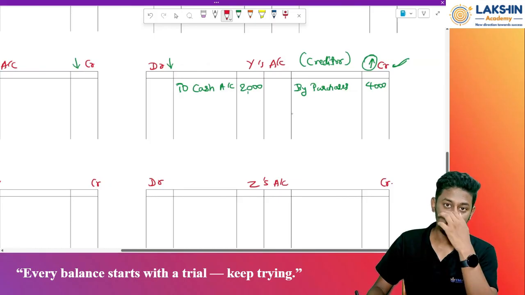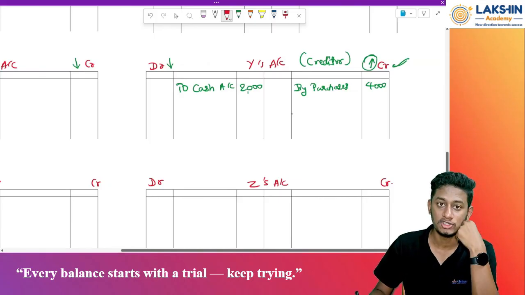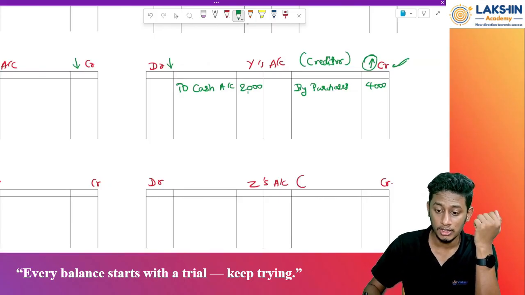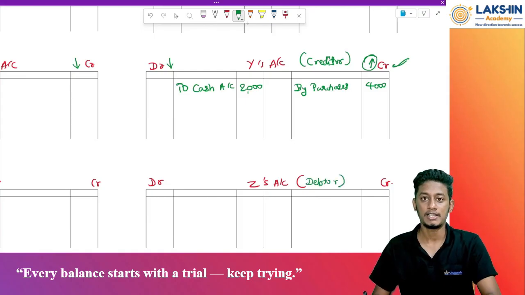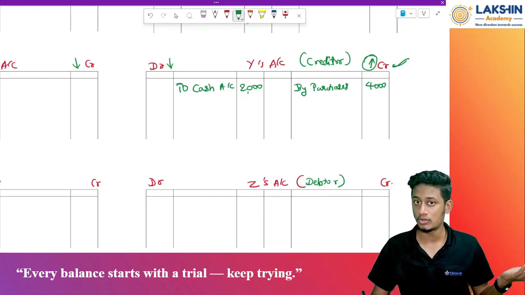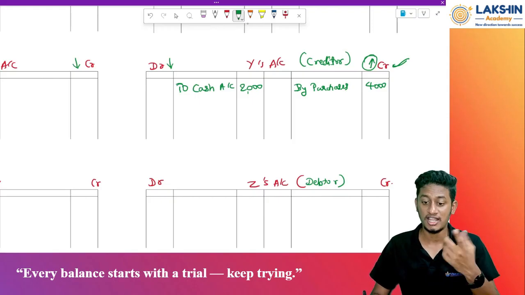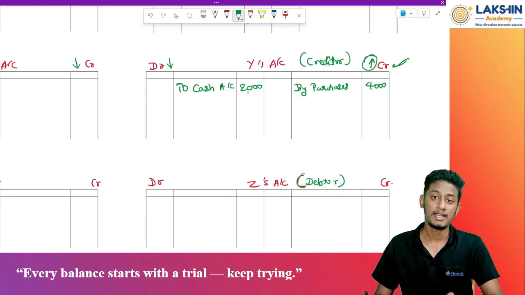Right. Now what is Z to me? What is Z as per my books of accounts? He is my debtor, because he is supposed to pay me. I have sold him goods, and now he is supposed to pay me on a future date. So therefore he is my debtor.